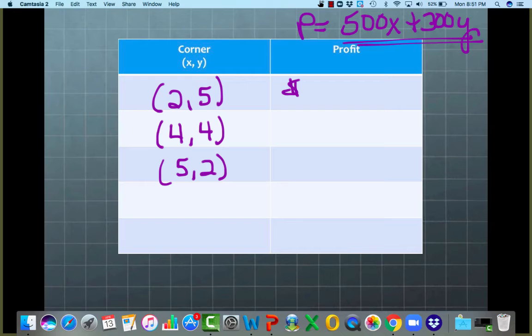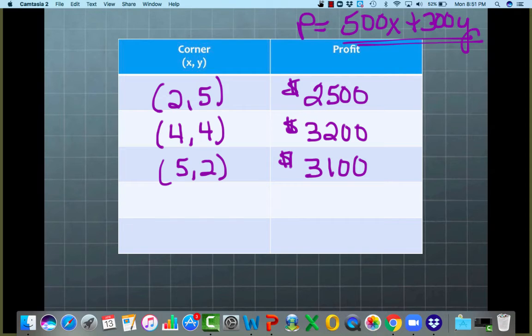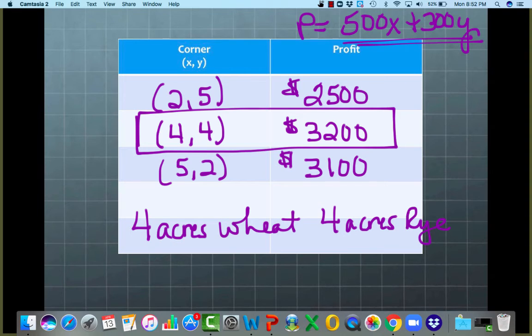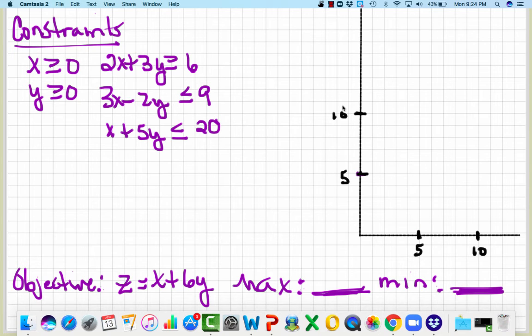So once I get those points, I now substitute them into my profit equation. If I put the first point in there, I'm going to get $2,500. If I put the second point in there, I get $3,200. And if I put the third point in there, I get $3,100. So I'm looking for the maximum, which is going to occur right there. So you want to plant 4 acres of wheat and 4 acres of rye, and that will give you a profit of $3,200.